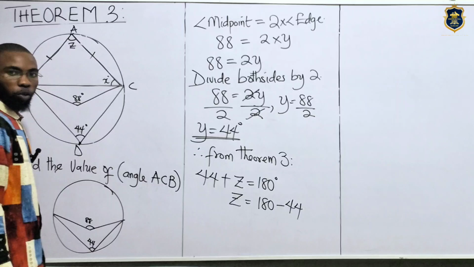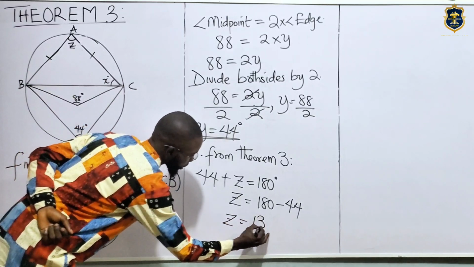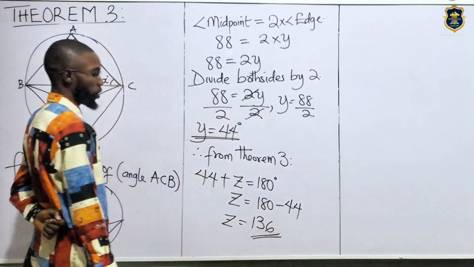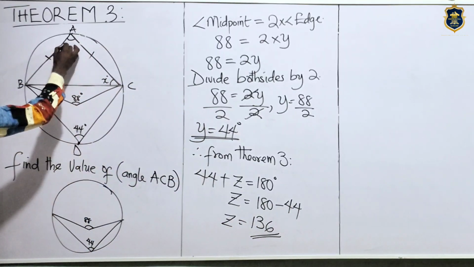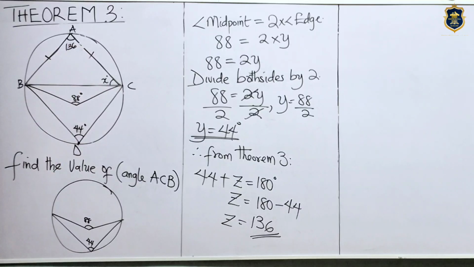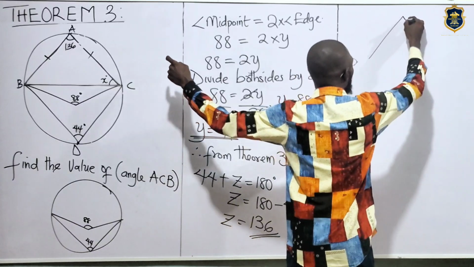I hope you understand what we're doing now. It's not hard. So with this, z becomes what? 136. We subtract 180 minus 44, which is 136 degrees. So if we come here and put our 136 degrees, it's not hard now, right? It's very easy. Now we can pick our triangle from here.